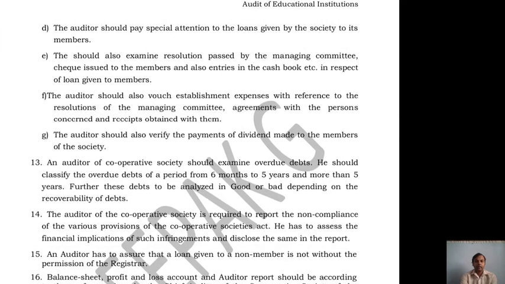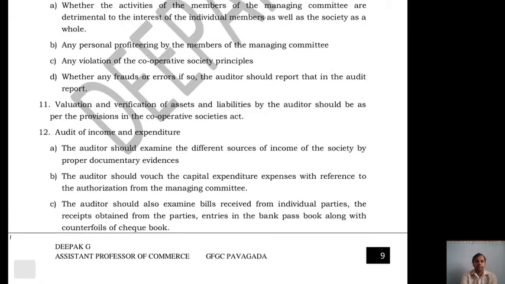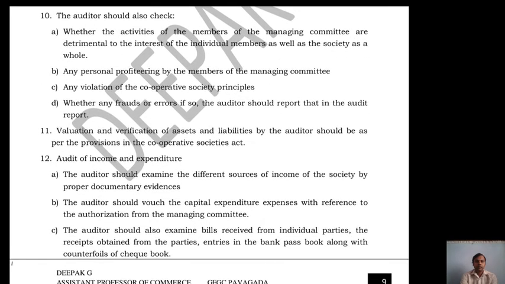And again, you should also look into whether the activities of the members of the managing committee are detrimental to the interest of the individual members as well as to the society as a whole. That is, what the members of the managing committee are doing, whether they are doing it in the interest of the society or for personal interest. He has to check for any personal profiteering.